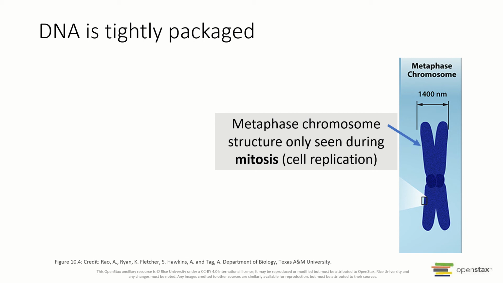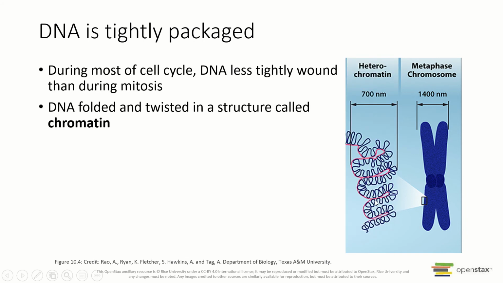when the cell is just going along doing its life, it needs to be able to access the DNA because the DNA is instructions for how to make everything. So the DNA has to be more loosely organized. It's still really, really organized. So it's organized into something we call heterochromatin. Chromatin is the DNA and all of the proteins that organize it and fold it up and stuff like that.